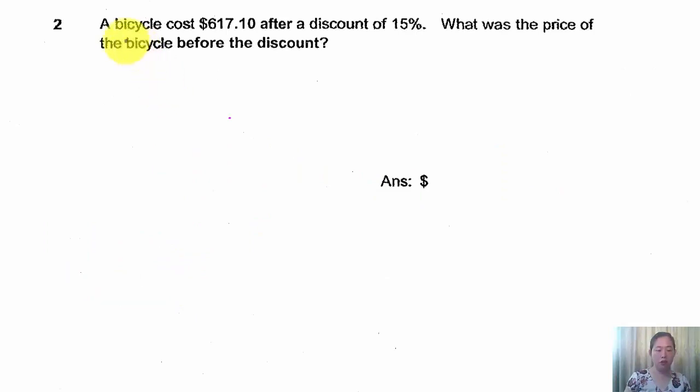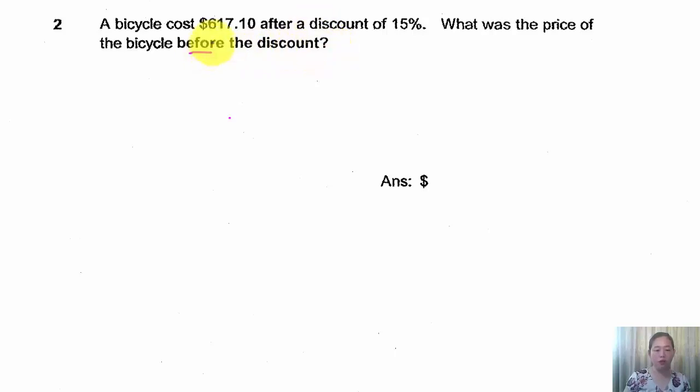Question 2. A bicycle costs $617.10 after a discount of 15%. What was the selling price of the bicycle before the discount?